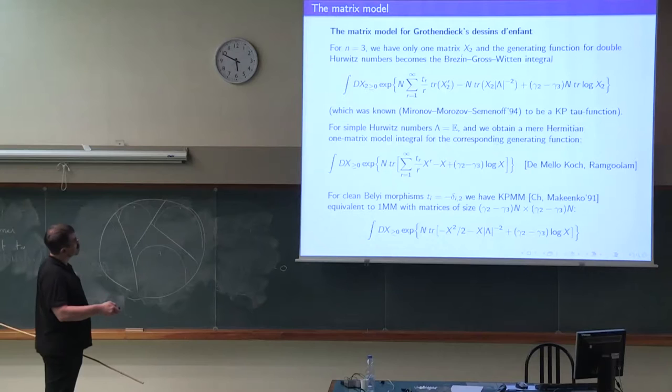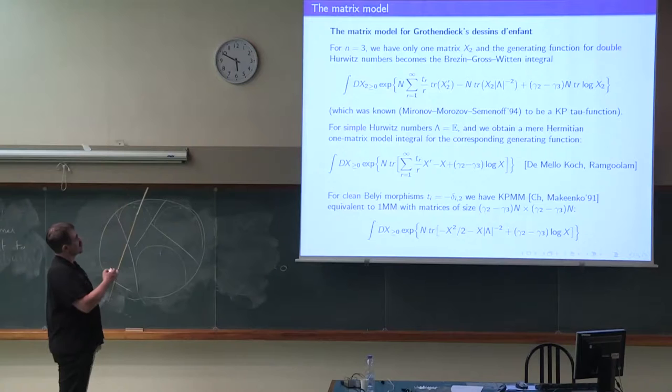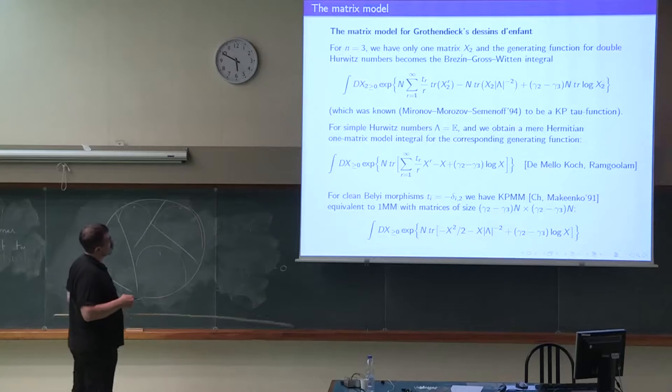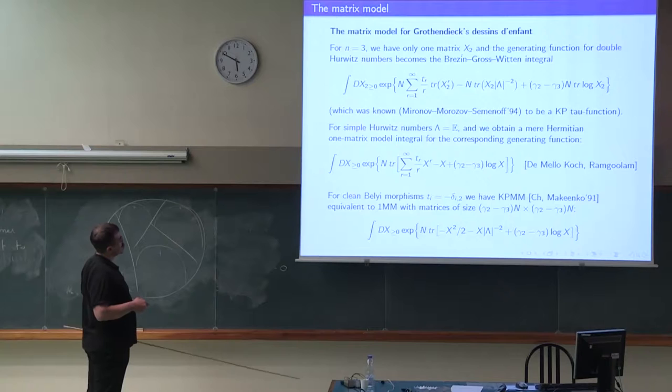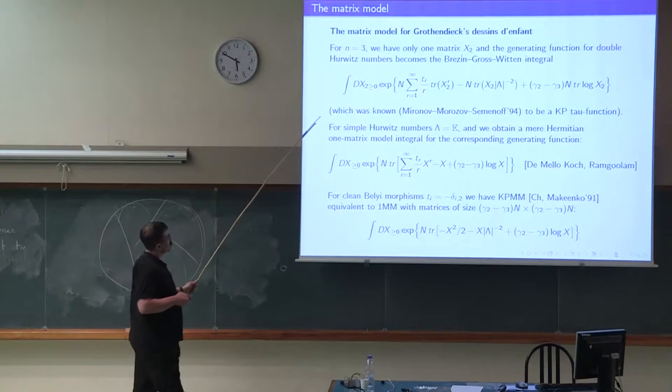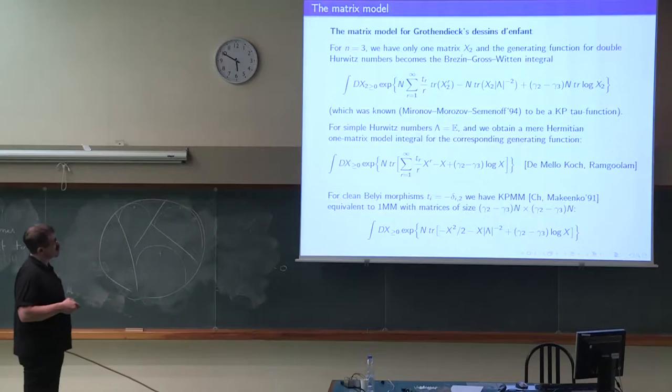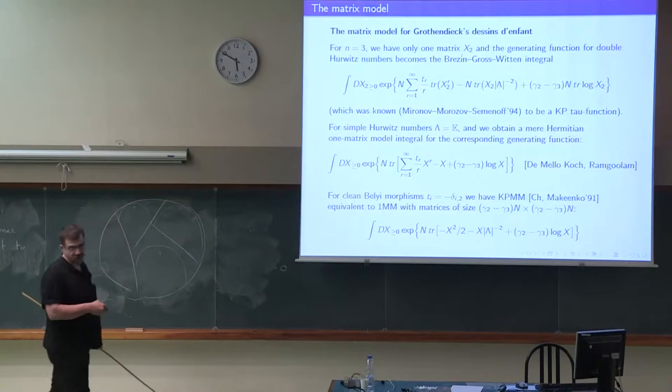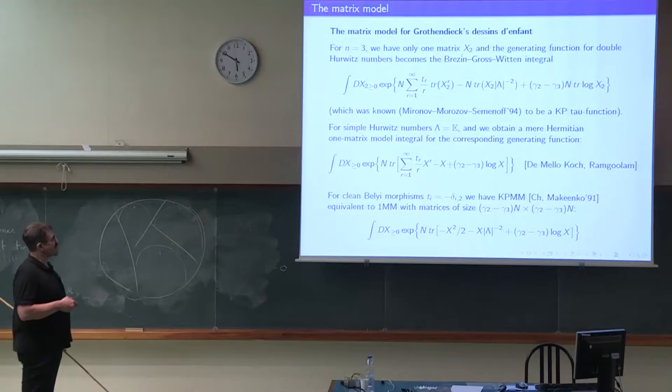But let's now come back a little bit and consider what this model says about the case of just a Grothendieck dessin d'enfant. So in the case where we have only three ramification points, we don't have these intermediate matrices, and for double Hurwitz numbers, we just obtain one matrix integral with external field, which is also known from physics. So it's an integral of the Brezin-Gross-Witten model, and it's again known for 20 years that this integral is itself a KP tau function.